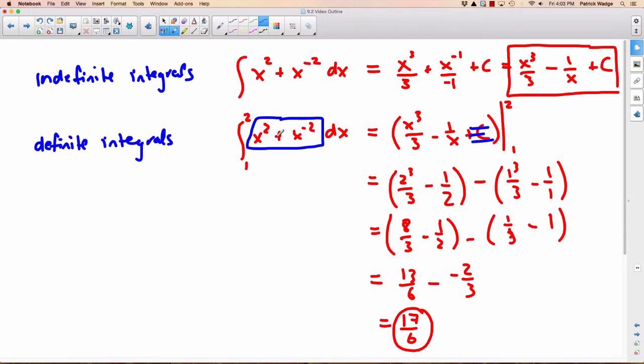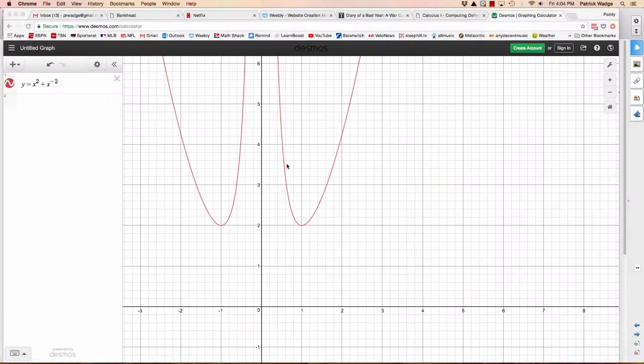Remember how with derivatives we were learning about the slope of the tangent line and just how useful this was? Well, with definite integrals, what it allows you to find is the area under the curve. So from 1 to 2, if I go back, if I want to know the area under this curve right here, from 1 to 2 and down to the x-axis.